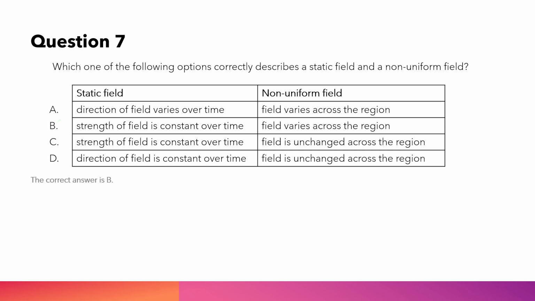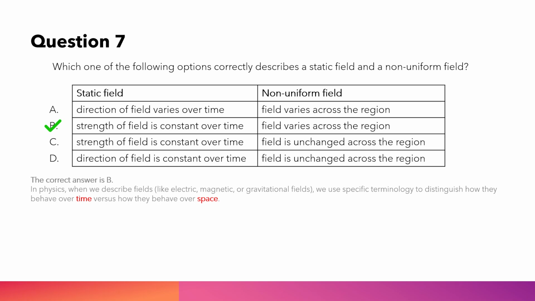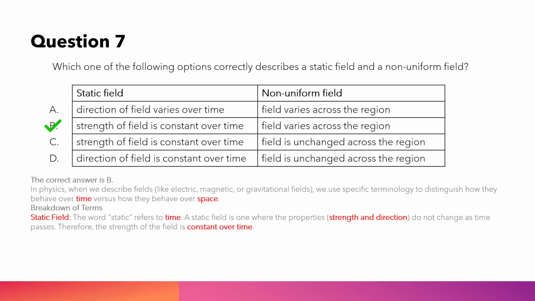In physics, when we describe fields like electric, magnetic, or gravitational fields, we use specific terminology to distinguish how they behave over time versus how they behave over space. Breakdown of terms. Static field. The word static refers to time. A static field is one where the properties, strength and direction, do not change as time passes. Therefore, the strength of the field is constant over time.